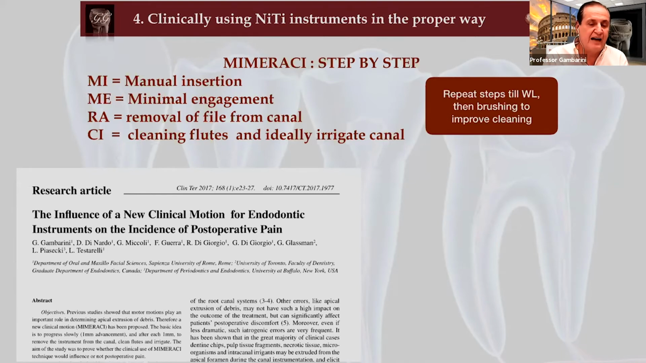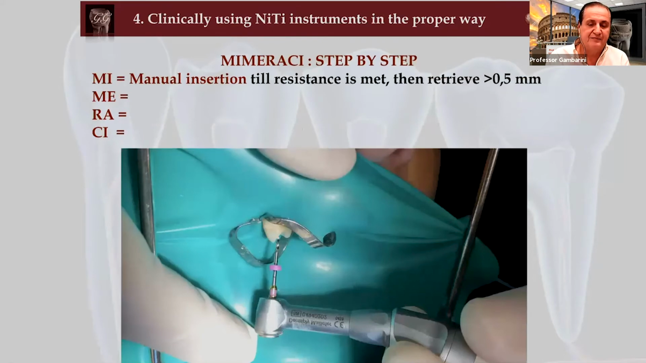MI is manual insertion, ME is minimal engagement, RA is remove the file from the canal, and CI is cleaning the flutes and ideally irrigating the canal. It's a step technique, and you have to repeat all the steps until you get to the apex. Also, you can brush if you want at any step to improve cleaning.